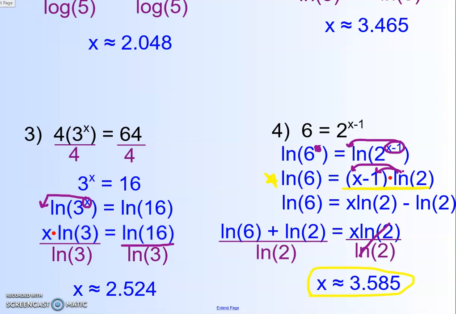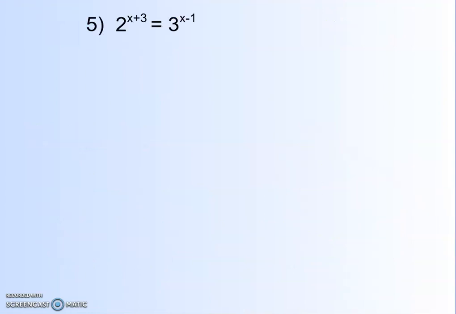Let's do a problem that's a little bit more fun. Oh, look at this one. This looks like a lot more fun. How do we do this? Well, again, 2 and 3, those are 2 different bases. Variables are trapped in the exponent. I'm going to introduce a logarithm. I'm going to do natural log again. I'm kind of partial to natural log.